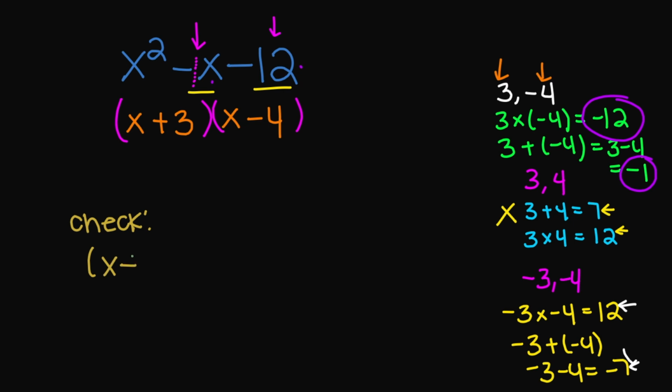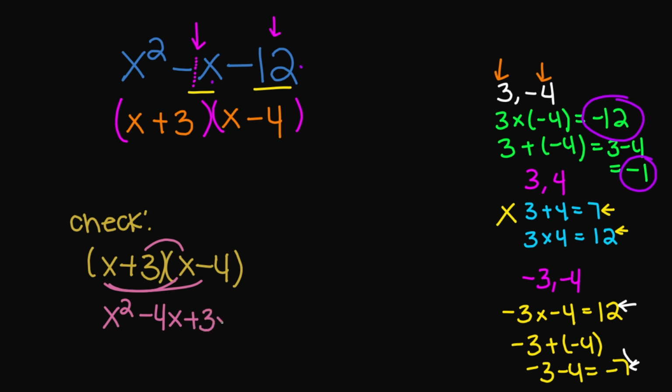So we have x plus 3 and then times x minus 4. So x times x, this is going to give me x squared. X times negative 4, this is going to be negative 4x. 3 times x, this is going to be a positive 3x. And then 3 times negative 4, this is going to be a negative 12. So you have x squared, and then you have negative 4x plus 3x. This is going to give you a negative 1x minus 12.